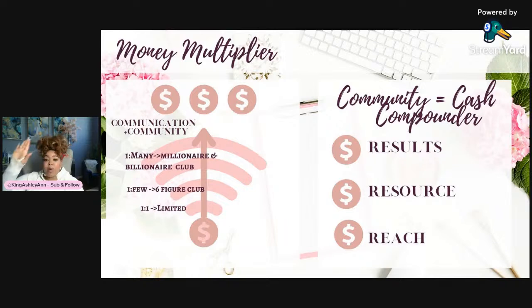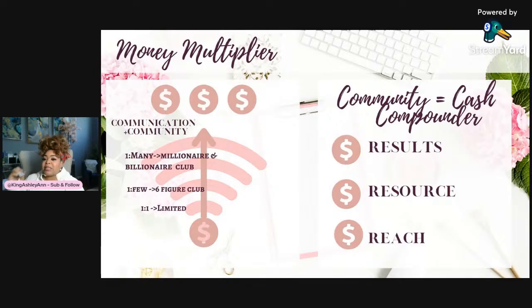Now, when we move to the right side of this little deck, y'all see it says community equals cash compounder. Community equals cash compounder. It seems like the rest of the world is just catching up. I've been speaking and teaching about building communities in order to be profitable through digital channels and social media, literally for at least 8 or 9 years. And now I'm just starting to hear other people catch on.